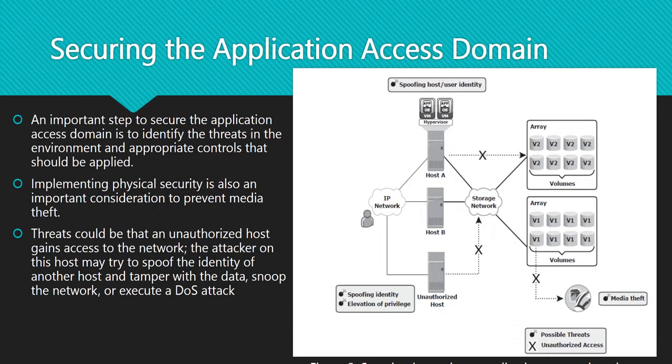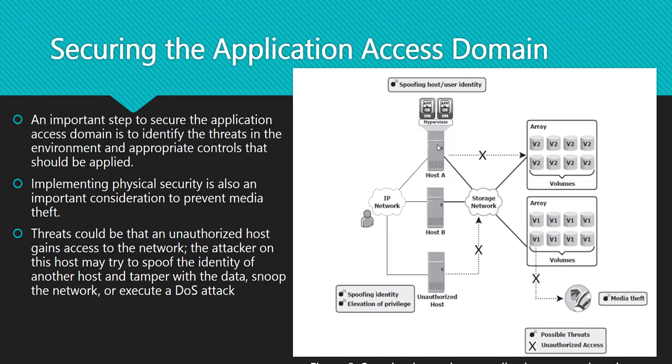So first we are going to discuss how we can secure the application access domain. It is important to secure the application access domain and all the threats in this environment. For that, have a look at this diagram. We have two hosts, and host A has authorized access on volume 1, and host B has authorized access on volume 2.